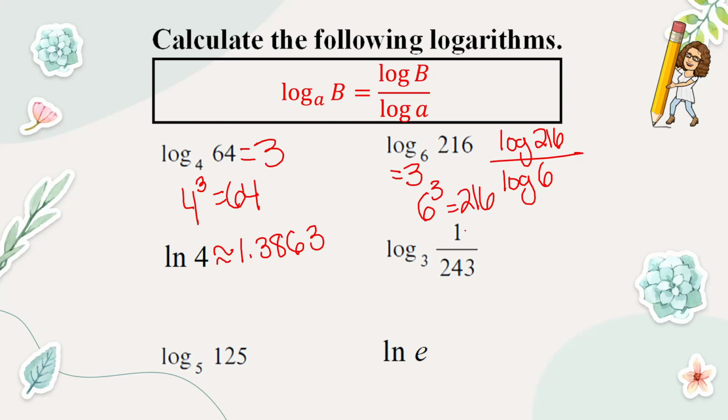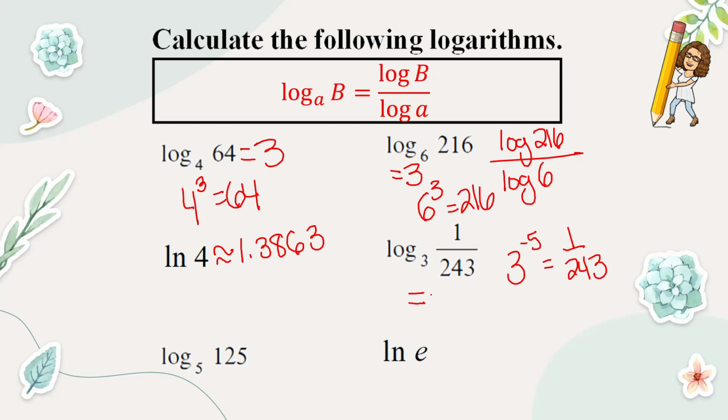Log base 3 of 1 over 243. I'm going to do this one kind of in my head here. So I'm going to convert to exponential form. So I'm going to say 3 to something equals 1 over 243. Well, 3 to the 5th is 243, right? Looking at my chart here. Yep, 3 to the 5th is 243. But I need that 243 in the bottom. So a negative exponent, right? So 3 to the negative 5th.